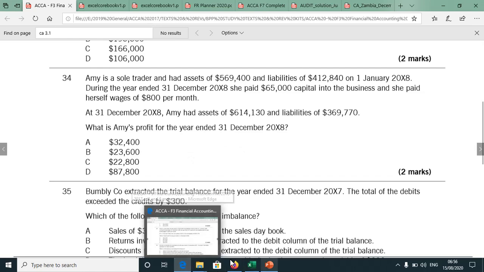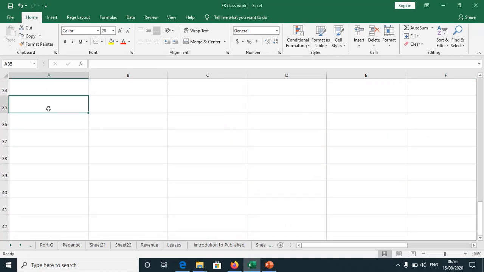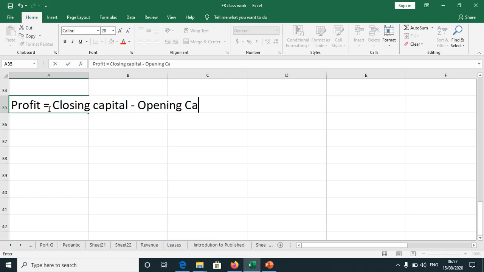So let me again refer you to the business equation. Profit is always equal to closing capital less opening capital plus drawings. Please, you can write that. Don't like leaving out some of these things. Less capital introduced.